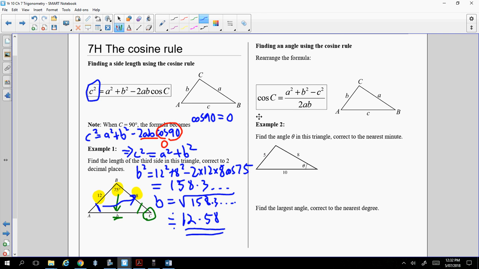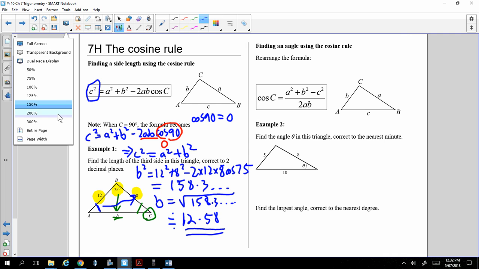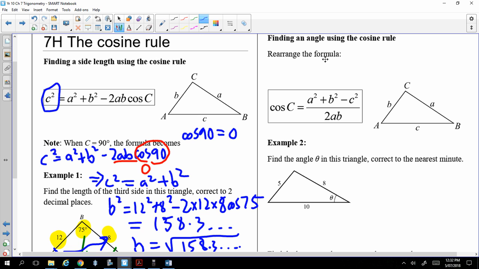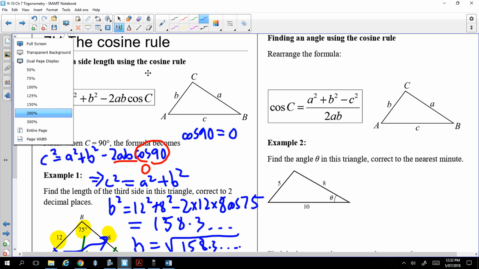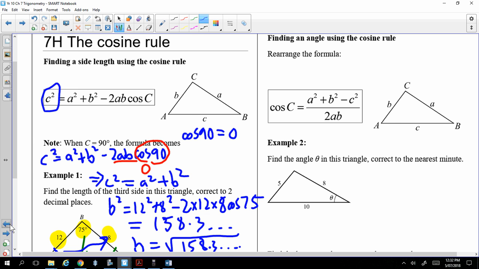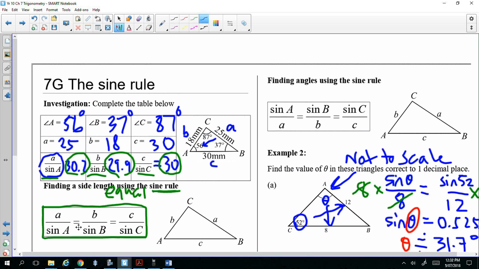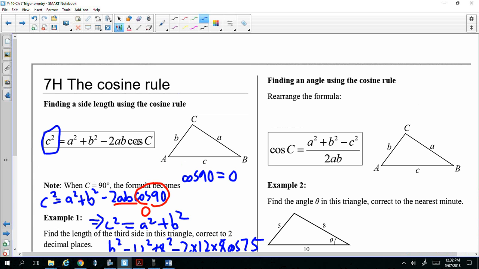Finding the angle. You can also find the angle using this formula. Now, because the cosine rule is a little bit complicated, unlike the sine rule, I can't just flip the formula to find cos C. I have to do some algebra to get cos C. So if I rearrange the formula, I should get this, right? Now the question is, how do I do that? Well, it's actually quite easy. So let me show you how it's done.